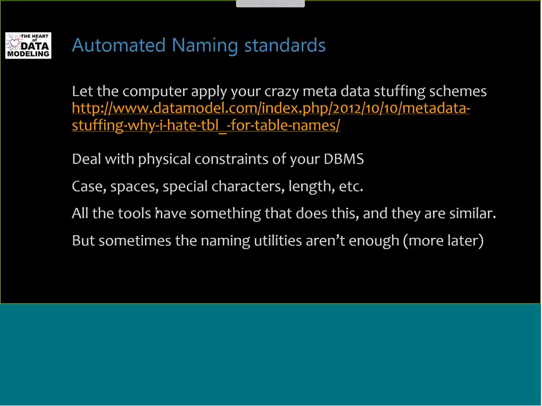You can apply these constraints either with the built-in features of your tool, so lots of tools allow you to do that, or through some other type of script that would allow you to change all spaces to underscores or remove all spaces or change any special characters to spaces or underscores. So there's all kinds of things you can do with automation, and all kinds of tools have these features built in, and they're fairly similar, not quite exactly the same in how they do it, but sometimes the naming tools aren't enough, and I'm going to show you some examples of that.